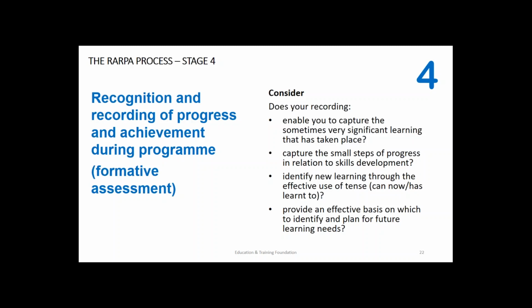How do you capture the small steps towards that target? Because maybe they haven't actually met the whole thing, because learners aren't going to meet that all the time. It's work towards, isn't it? But how do we capture the small steps towards that? How do we capture that unplanned learning that takes place that might not be a target, but needs to be captured as well? And I think that by taking pictures, by recording, by completing observation forms within the session, that's a very good way of doing that. And lastly, how do we provide an effective basis on which to identify and plan for future learning?